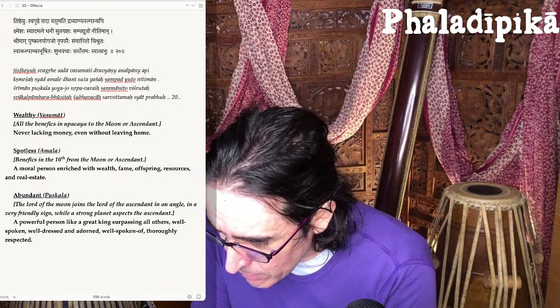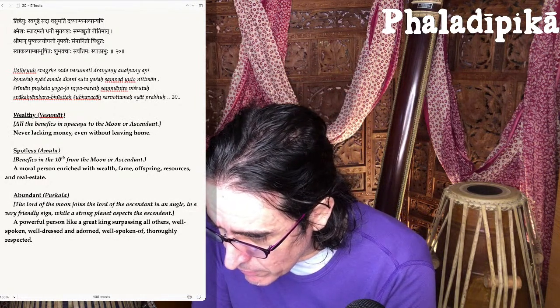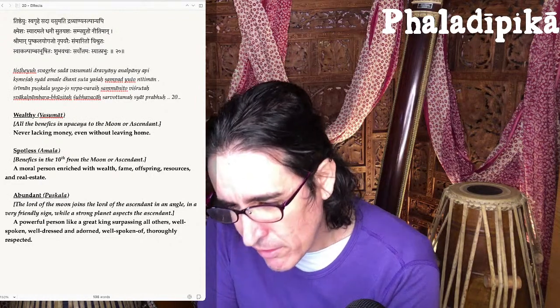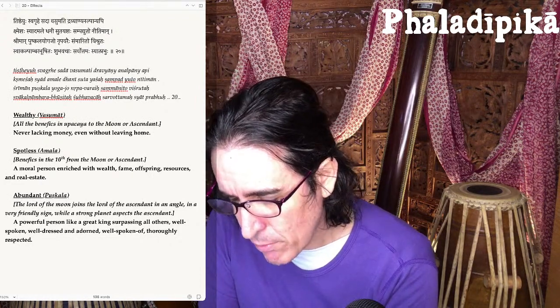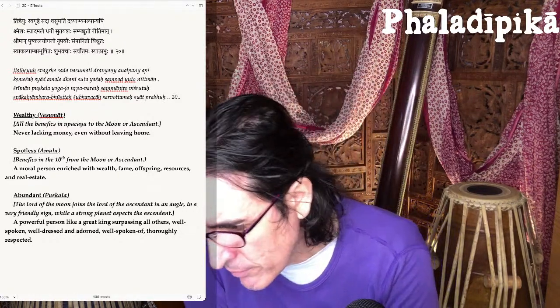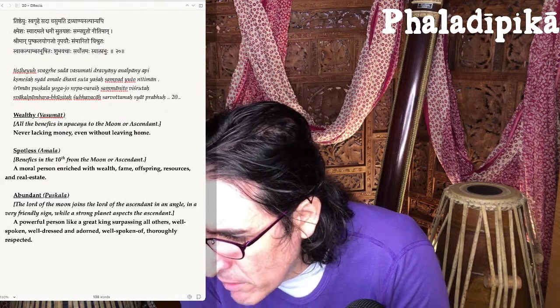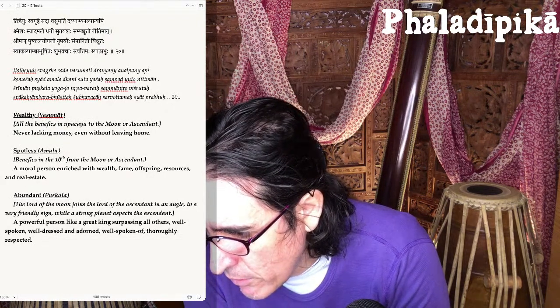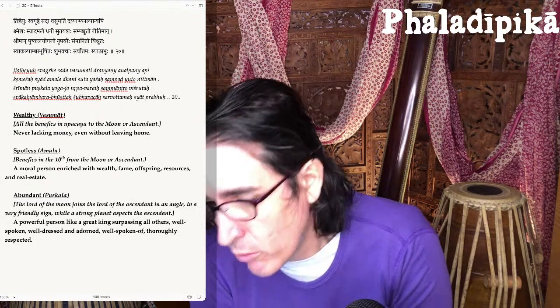Let's see, I have a couple of questions here. Is Puṣkala and Puṣkara the same? I don't think so. I think Puṣkara is the maker of nourishment, and Puṣkala is somebody who is nourished. Is it possible to have more than one of these in your chart? Yes. And how would you interpret? You would see the effects of both.